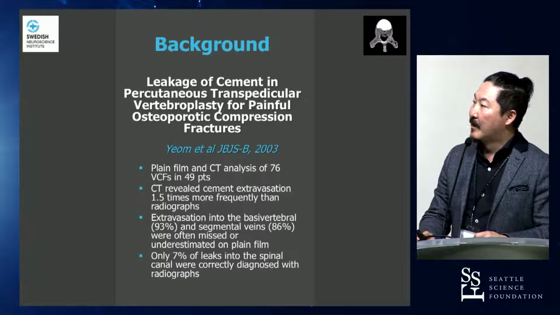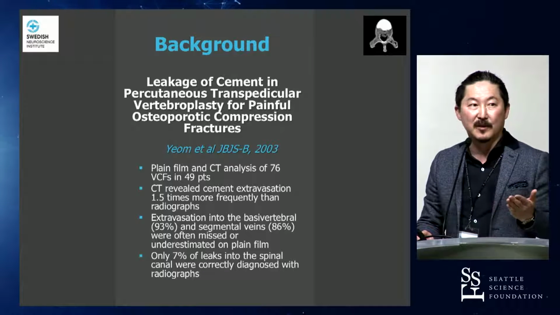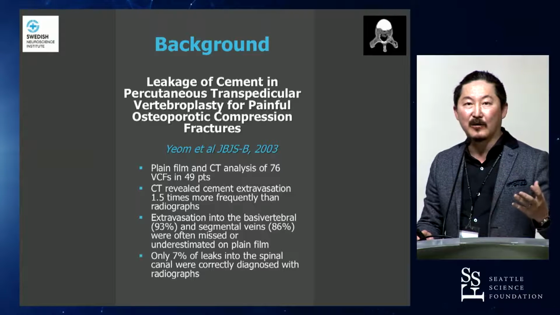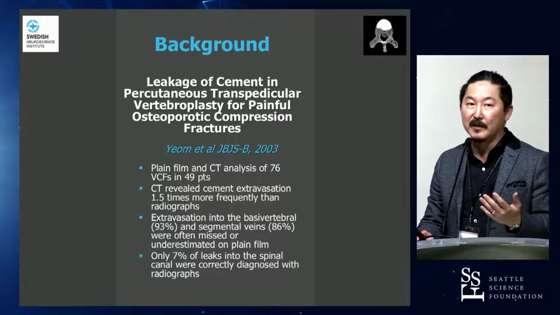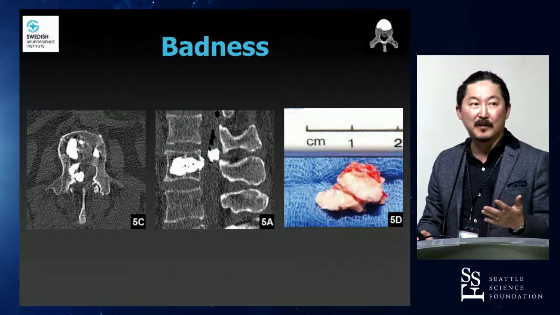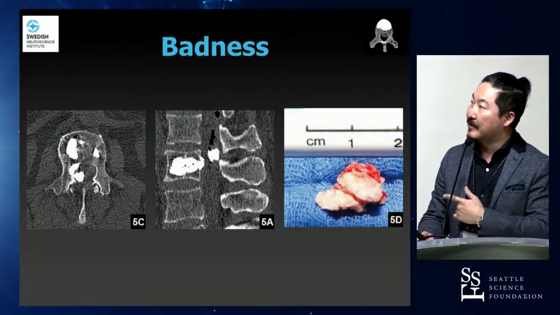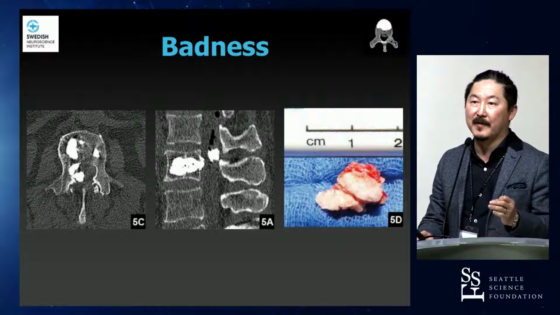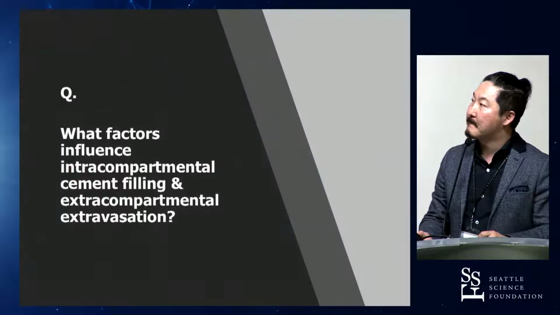This was often missed or underestimated on plain film, and only 7% of these leaks into the spinal canal were correctly diagnosed with X-rays. So if you're only relying on a lateral X-ray to determine whether there's extravasation into the spinal canal, it's really not sufficient. This is what can happen, and I'm sure many of you have seen X-rays that look like this. This is an example of cement that was extracted following a procedure like this. You can see that it extravasated into the posterior canal.